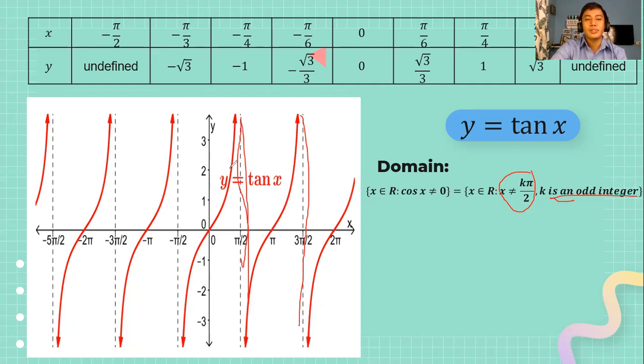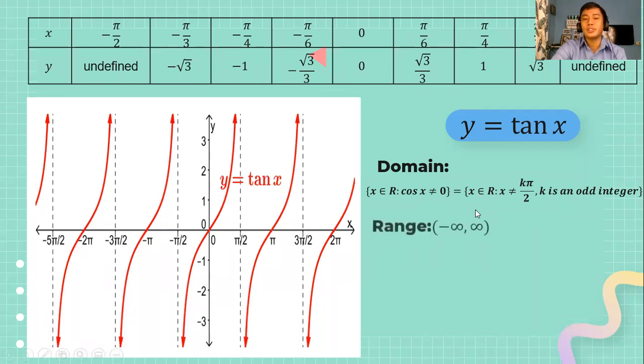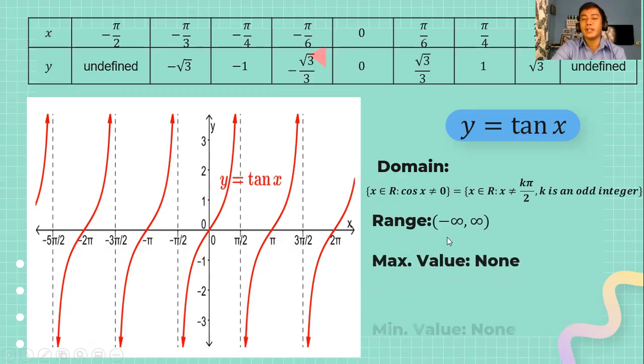Look at the asymptotes. Even if you extend that one, they will not meet on those parts, which are the odd integers of k pi over 2. So 90, 270, and then we have pi over 2, and so on, 7 pi over 2. For as long as they are odd integers, all of them will be asymptotes on that part of the graph. As you observe, the range is continuous upward and downward, so the range is negative infinity to positive infinity. Of course, the maximum value will be none and the minimum value will be none.